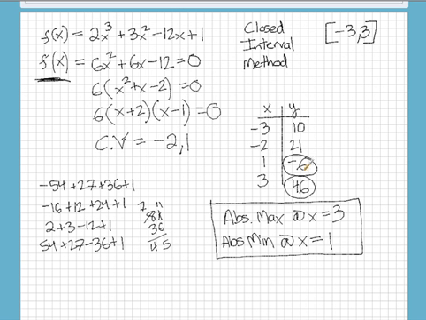Just so you know, you can have 2 maximums or 2 minimums. Say I plugged in 2 and got 46 as well, then there would be 2 absolute maximums, at x equals 2 and x equals 3.